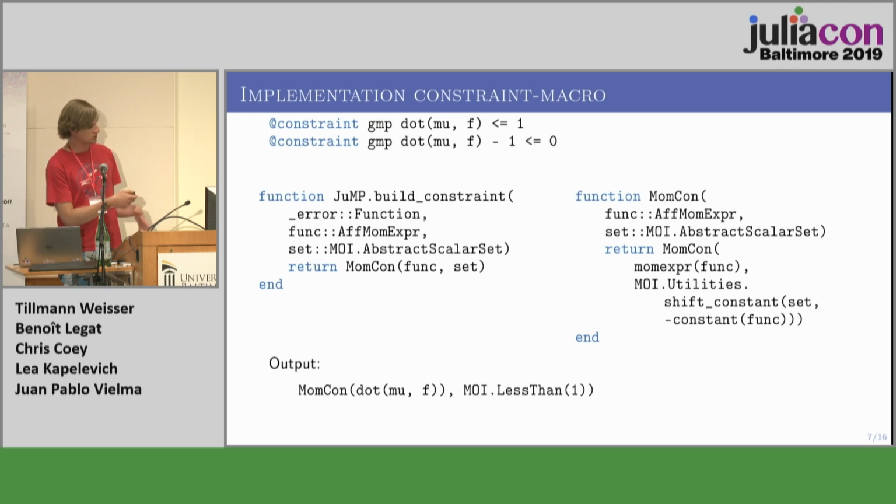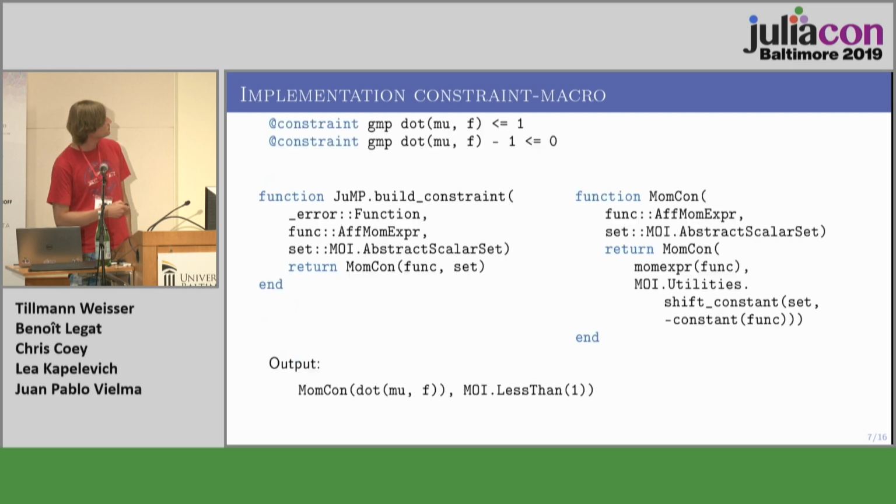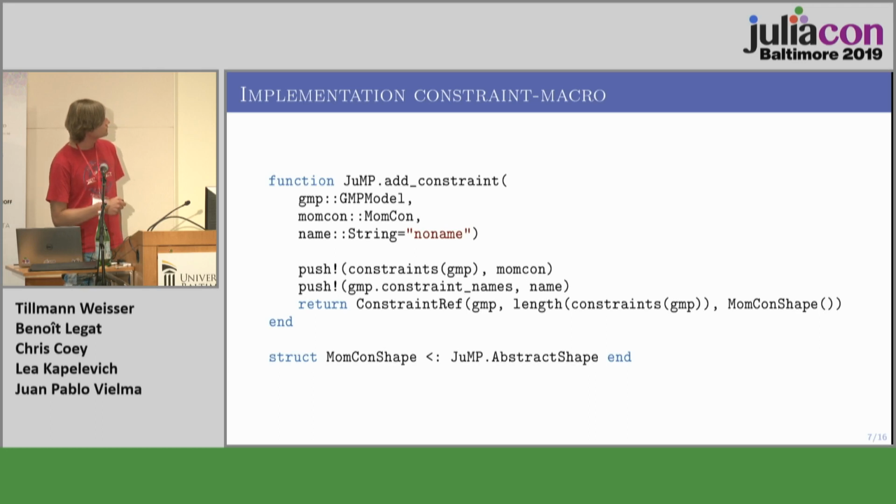Okay, so this is the constraint that would be generated. Now we have to add it to the JuMP model. It's happening here. So you define the JuMP add constraint to a JuMP model. It can also take a name. So if you specify a name here, it would return the name here.